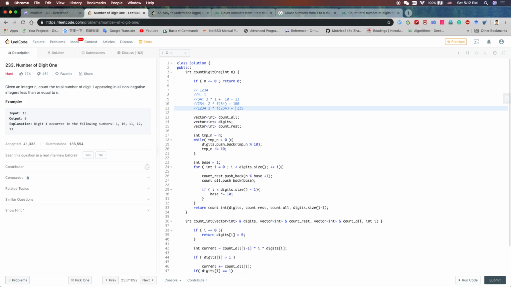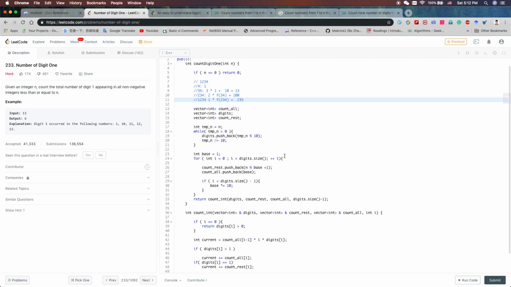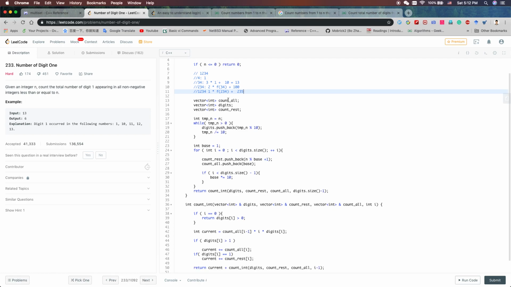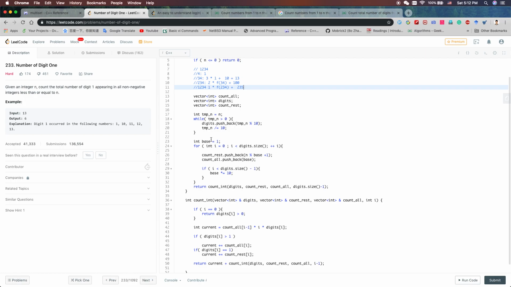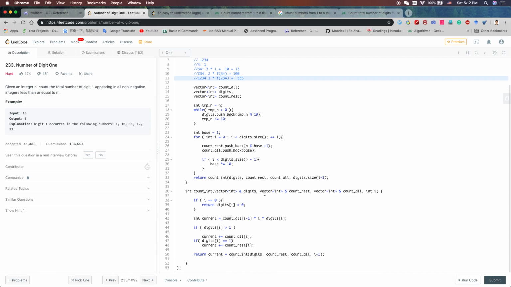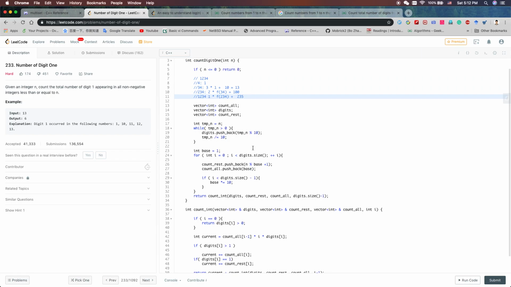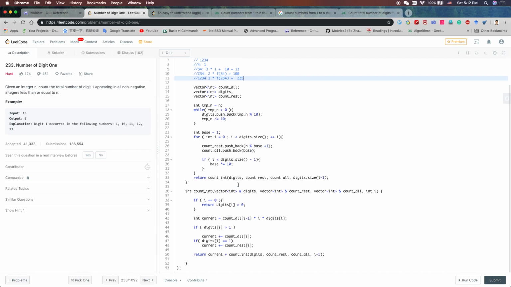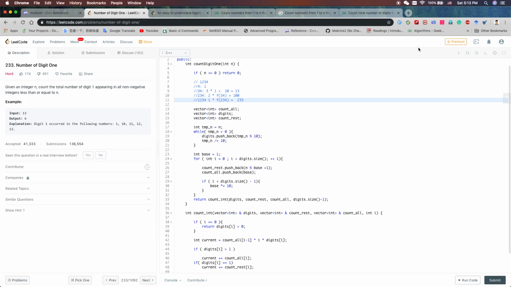Alright, so in the end, you add all those numbers together. That will be the answer for 1,234. Yeah, that's the basic idea. After you know the idea, you can read the code again, and I think you will be able to understand what this code means. Okay, thanks for listening.